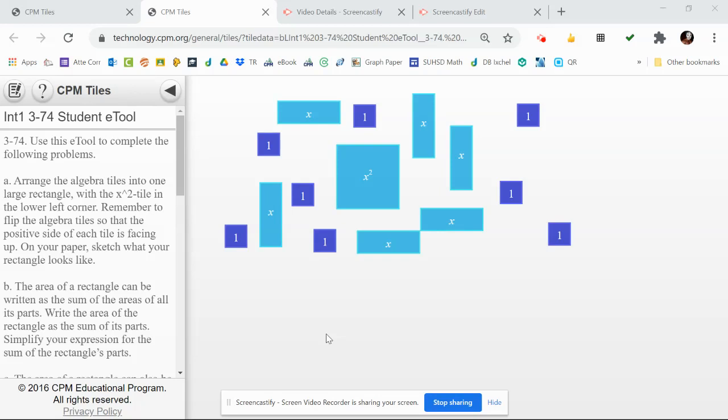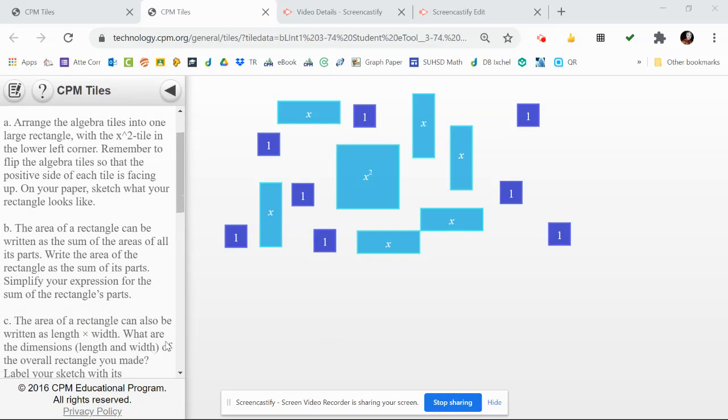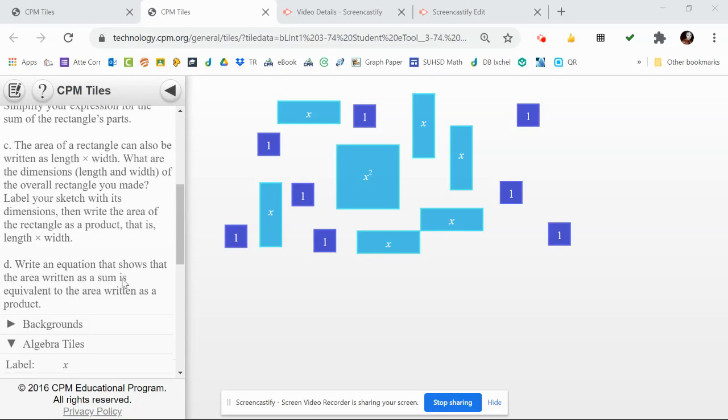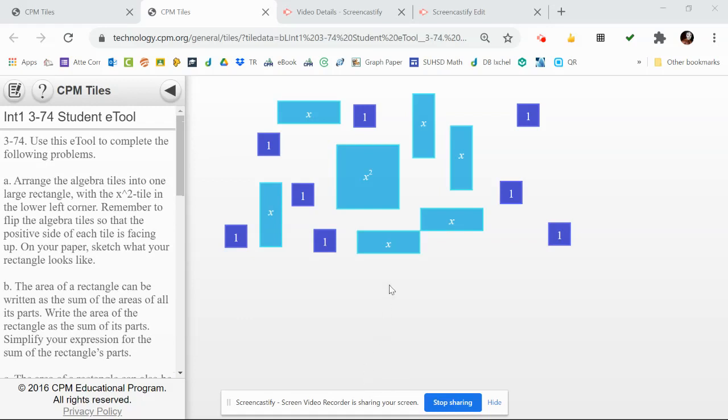And then question B, the area of the rectangle can be written as the sum of the areas of all of its parts. Write the area of the rectangle as the sum of its parts. Simplify your expression for the sum of the rectangle's parts. So again, we're looking for area. And then I'm pretty sure we're going to be looking at probably perimeter. So first, let's create that big rectangle.